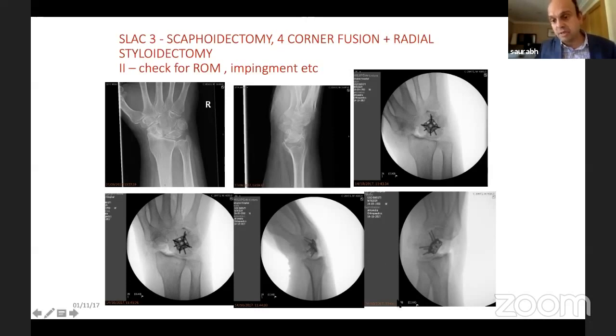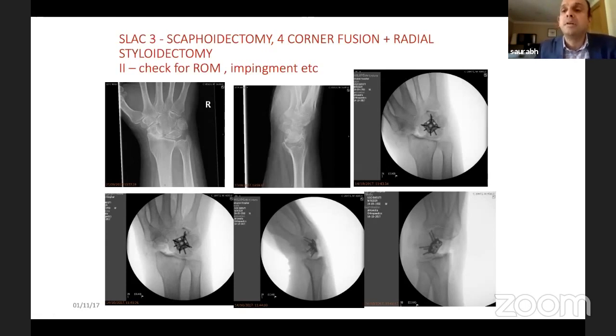on the same patient. But what I'm showing here is, again, this tip of plate is nicely sunk. It's not going to hit my dorsal rim of radius. So always do II images to check for the motion.